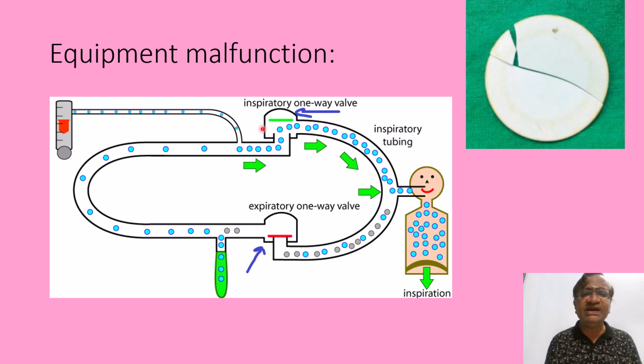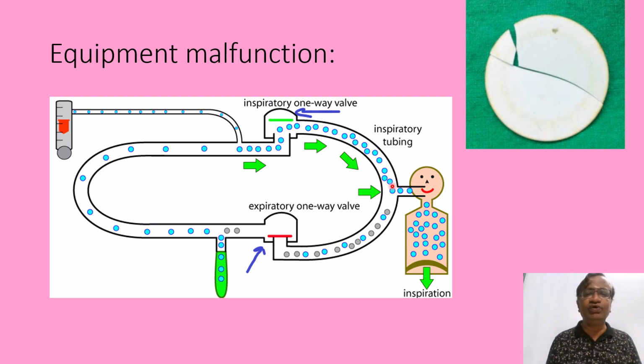There may be a problem with the inspiratory valve. See here, the gas has to go here and ventilate. When it comes back, this valve should not allow it. The valve works like a cycle tube valve. It allows flow of air one way and doesn't allow it the other way. That is what is called a valve.